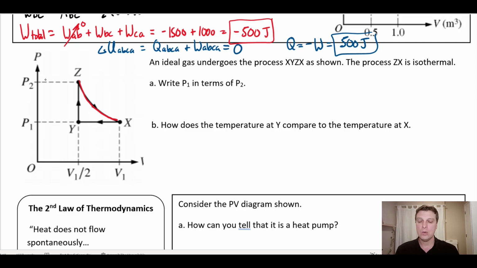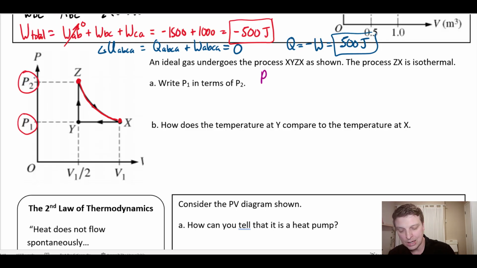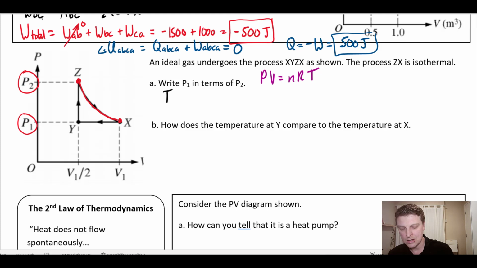Okay, so basically we want to compare the pressure at point 1. So how does this pressure compare to that pressure there? Now notice that at point Z, I'm sitting at pressure 2, and at point X, I'm sitting at pressure 1. And I know that this whole thing is isothermal. I want to remind you of our ideal gas law, which says that PV equals nRT. We know that the temperature at Z has to equal the temperature at X because it's isothermal. They told us that from the beginning.